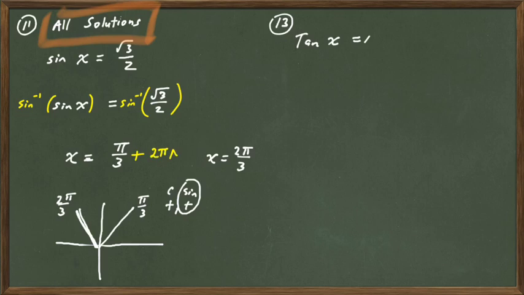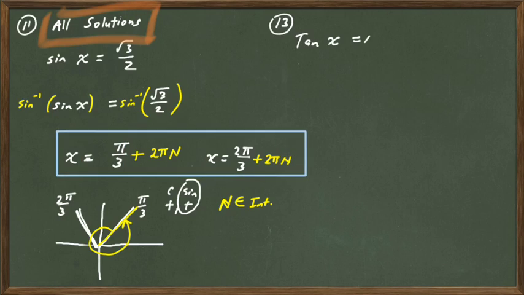pi times n. In other words, make a complete circle, you'd be back at the same spot. So plus 2 pi times n. N, by the way, is an element of the integers. In other words, it's 0, 1, 2, 3, things like that.